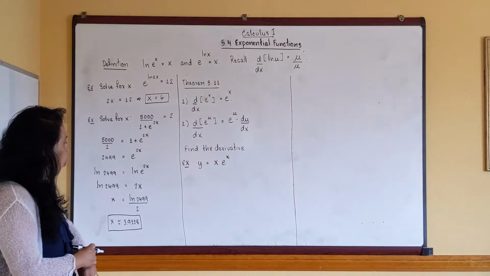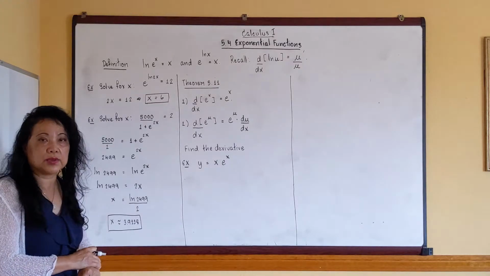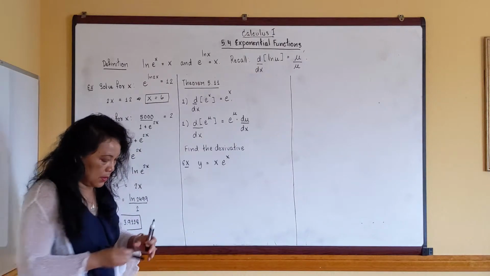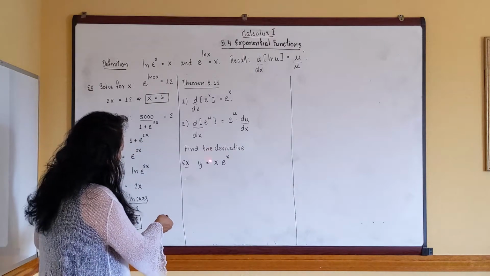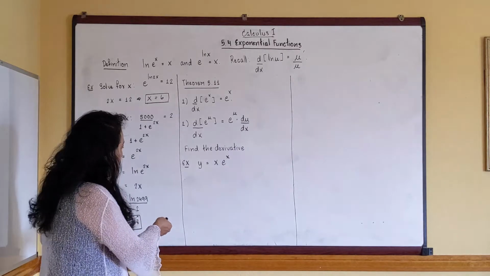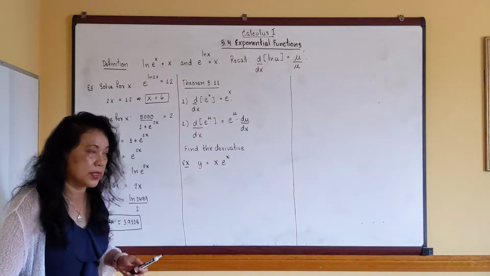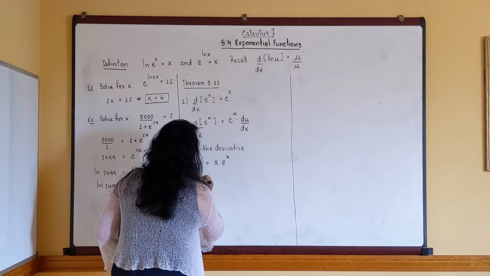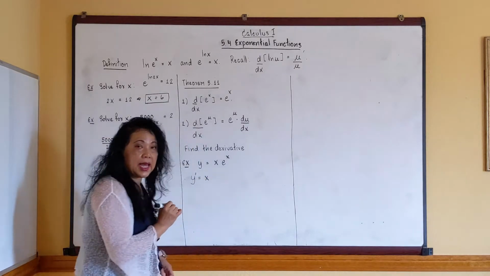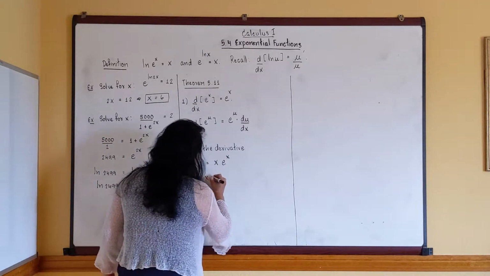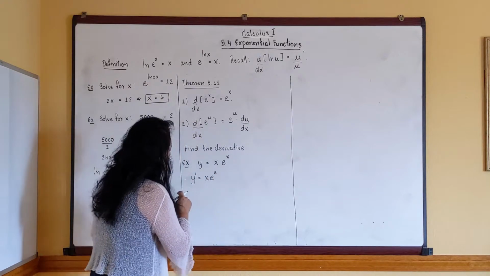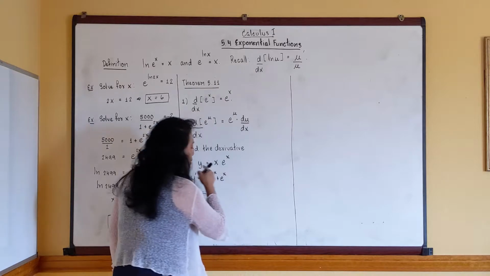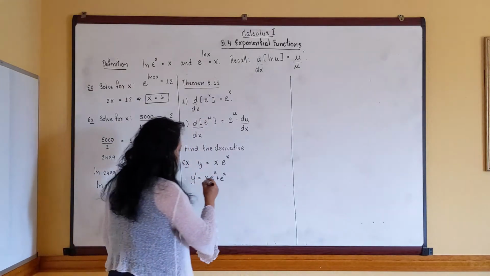Find the derivative. I have y equal to x times e to the x. So I'm going to use the product rule. This is my first term and this is my second term. First term is x, second term is e to the x. So the derivative is equal to first, which is x, times the derivative of e to the x, which is e to the x. First times derivative of the second, plus second times derivative of the first, and the derivative of x is just 1.